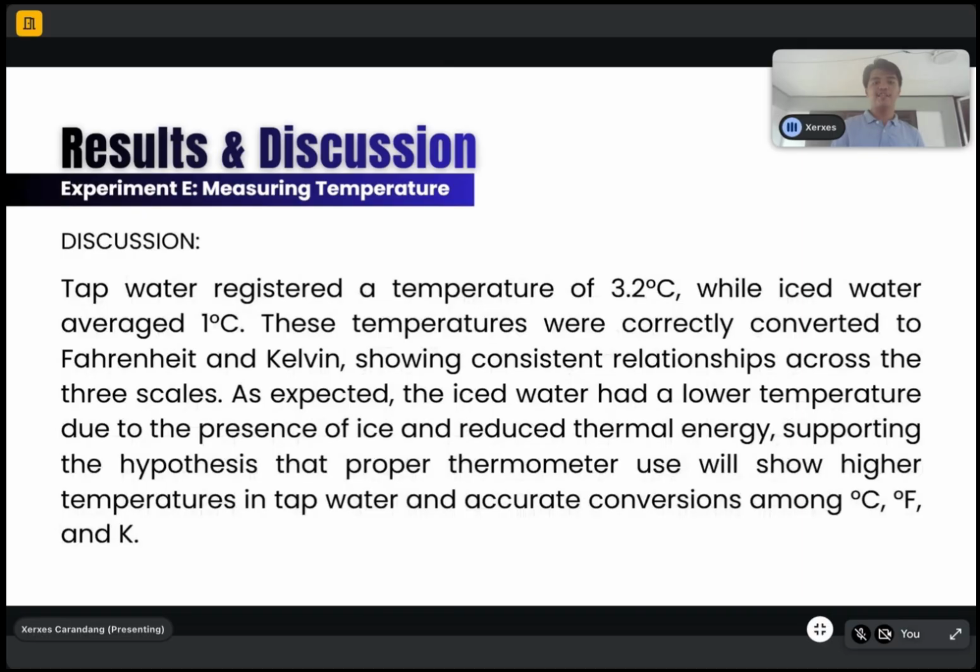Tap water registered a temperature of 3.2 degrees Celsius, while ice water averaged 1 degree Celsius. These temperatures were correctly converted to Fahrenheit and Kelvin, showing consistent relationships across the three scales. As expected, the ice water had a lower temperature due to the presence of ice and reduced thermal energy, supporting the hypothesis that proper thermometer use will show higher temperatures in tap water and accurate conversions among degrees Celsius, Fahrenheit, and Kelvin. In short, tap water was measured at 3.2 degrees Celsius and ice water at 1 degree Celsius, both correctly converted to Kelvin and Fahrenheit, proving proper understanding of temperature conversions.